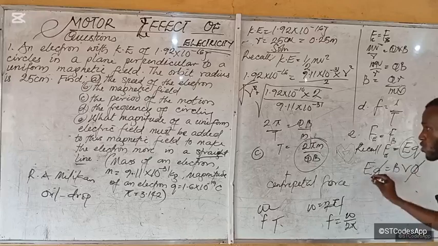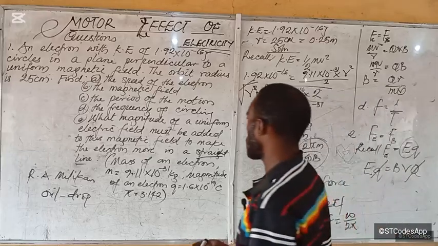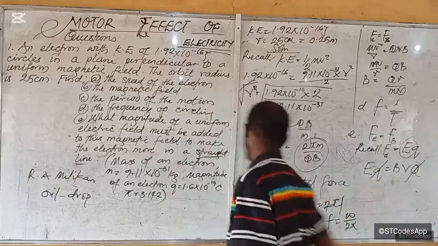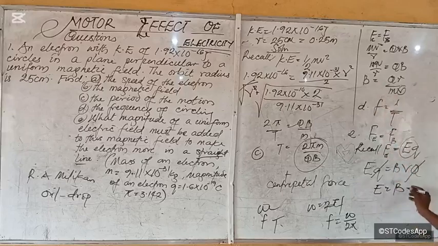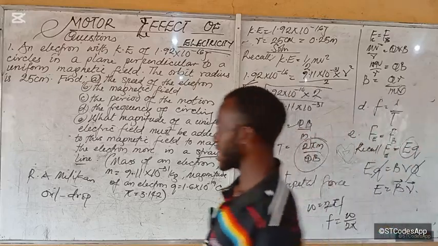So Q takes care of Q. What are we looking for? What magnitude of uniform electric field? E will be equal to what? The magnetic field which you get here times the velocity. And that will be your answer.